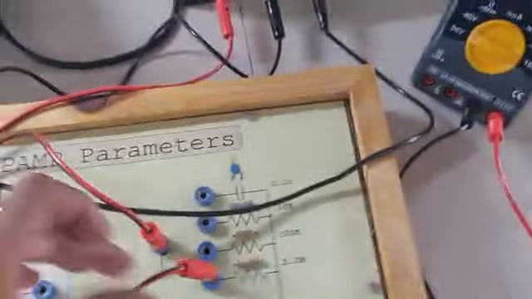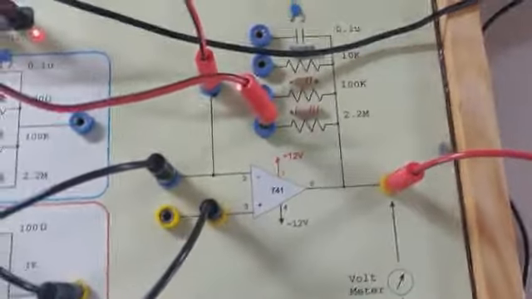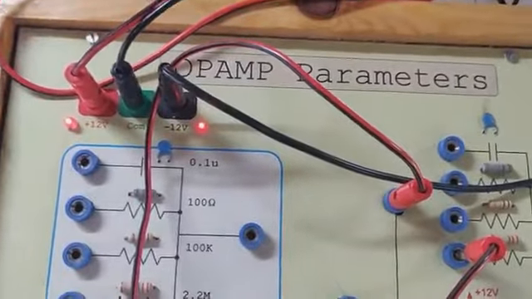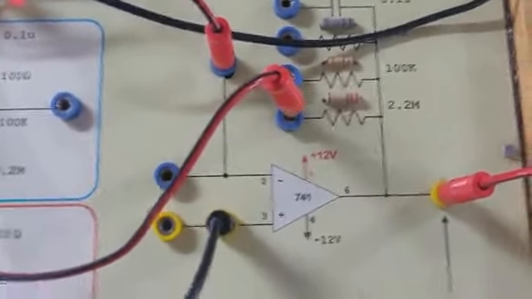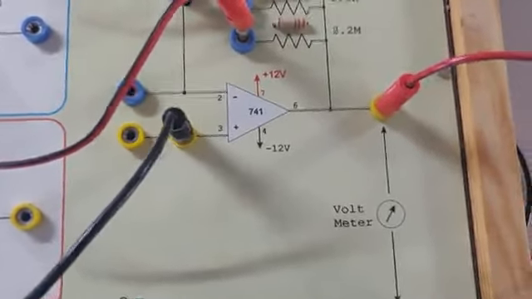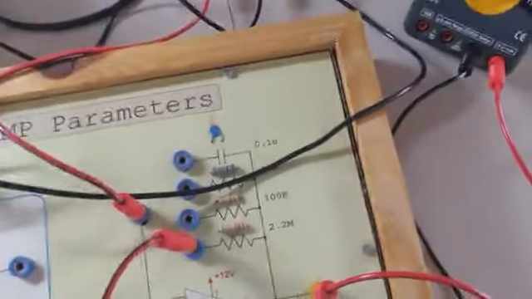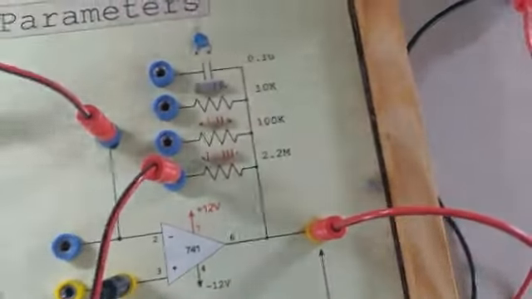You can see that I have connected the feedback resistance of 2.2 mega ohms and pin number 3 is connected to the ground directly. This power supply is required: plus 12, minus 12 and ground. The op-amp always uses this split power supply, plus 12, minus 12, so that has to be connected. Plus 12 is connected to pin number 7 and minus 12 is connected to pin number 4. And this feedback resistance of approximately 2.2 mega ohms is connected here.